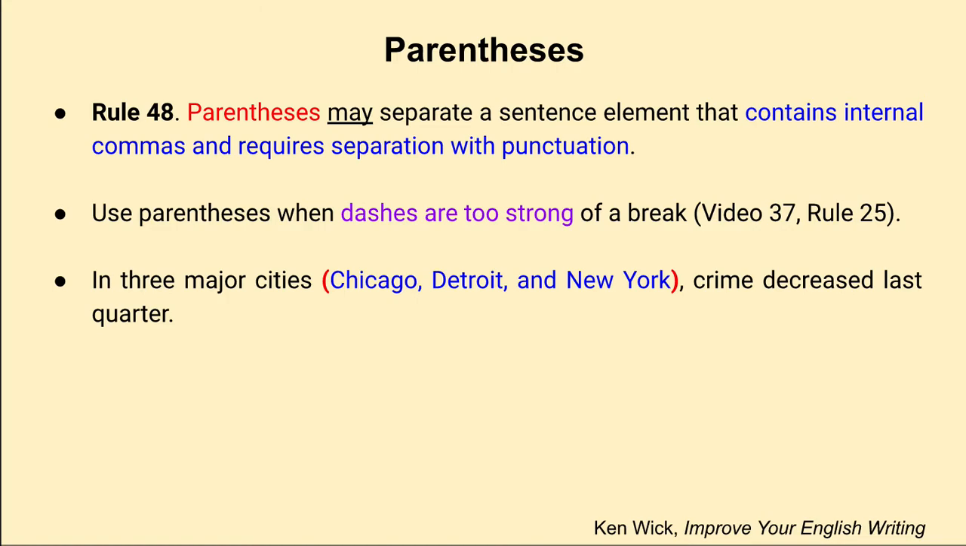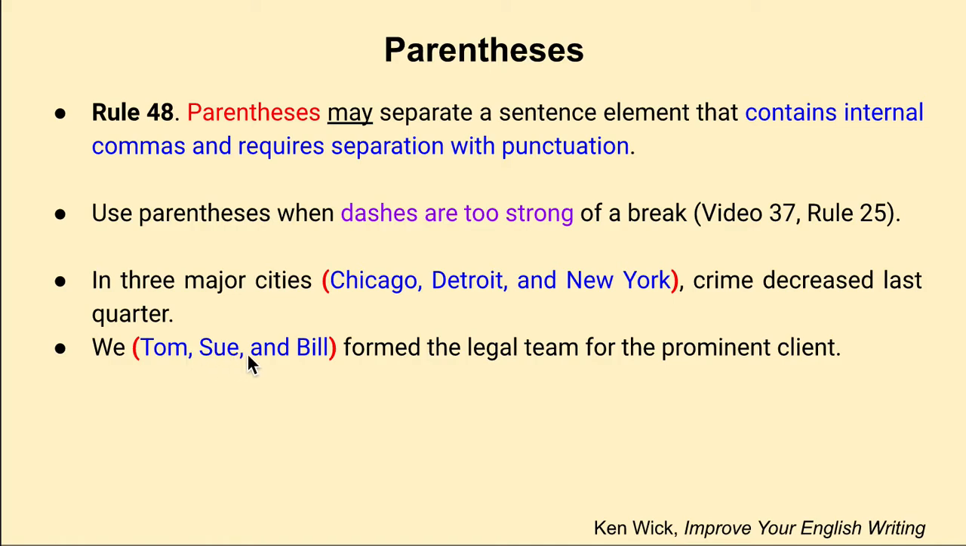So here are some examples. In three major cities (Chicago, Detroit, and New York), crime decreased last quarter. So here, the sentence element needs to be separated with punctuation. You can't use commas because it already contains commas. So you have two choices: parentheses or dashes. In this case, you don't want to emphasize the element, so you use parentheses.